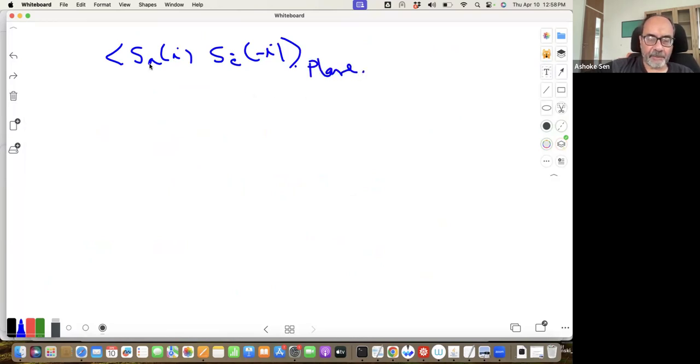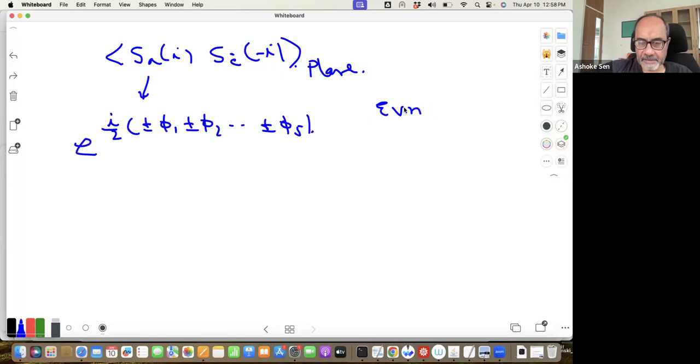Okay. So for this, let's remember how you had represented SA. Right? It was plus minus i phi 1 by 2. So maybe let me write it slightly differently. e to the i by 2 times plus minus phi 1 plus minus phi 2 up to plus minus phi 5. Where an even number of minus signs corresponds to A, and an odd number of minus signs corresponds to B.